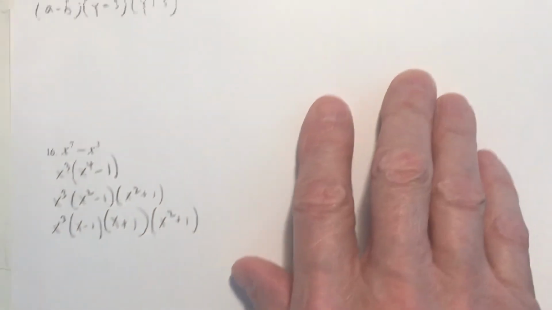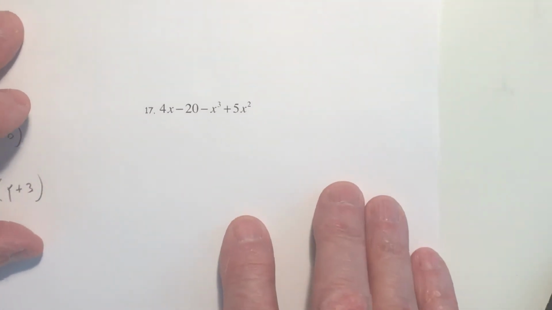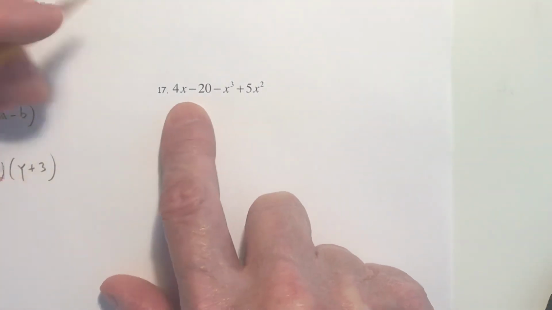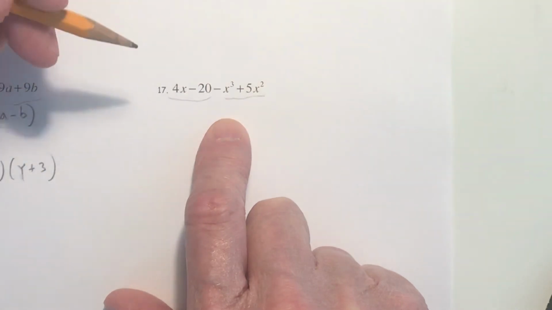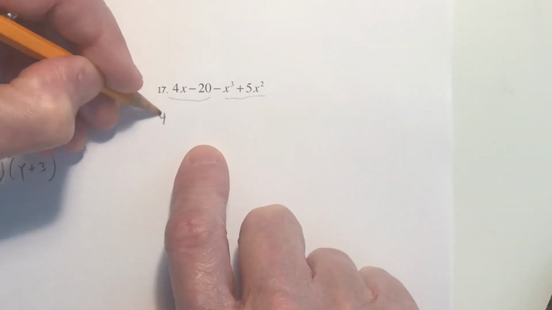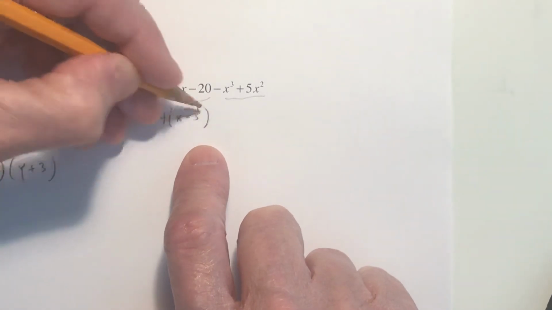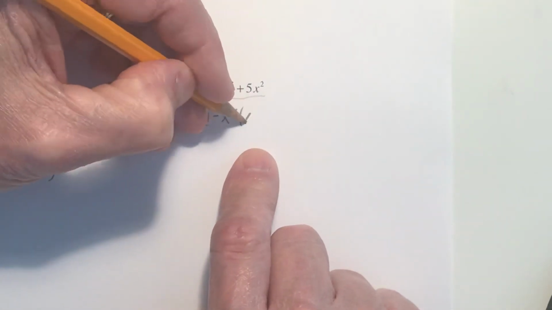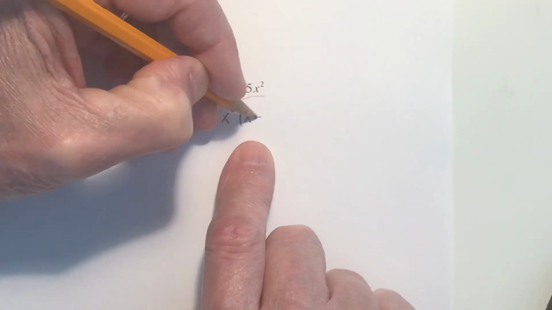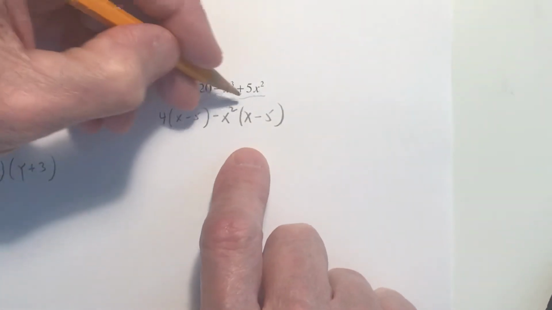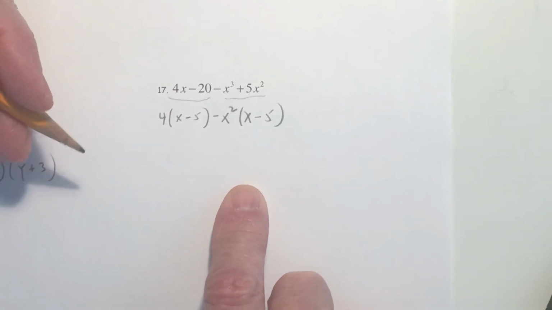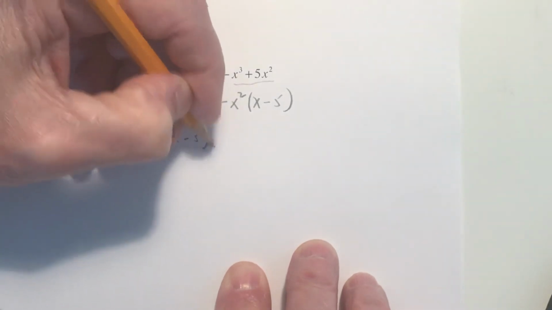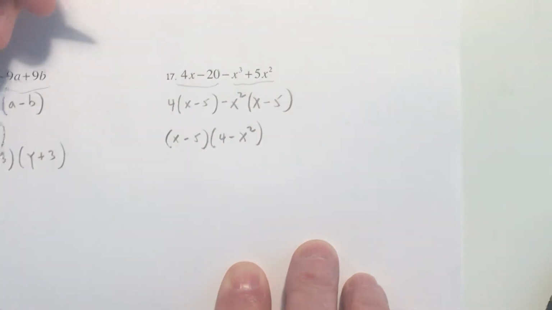Going back up here, one more to do, number 17, and then we're done for Wednesday. 4 terms, so we do factoring by grouping, and looks like the order given is going to lead somewhere. I can factor out a 4 there. 4 times x minus 5. And then from these two, I could factor out minus x squared. Times x would make the minus x cubed. Minus x squared times the minus 5 would make plus 5x squared. Common factor is x minus 5. And that's 4 minus x squared.